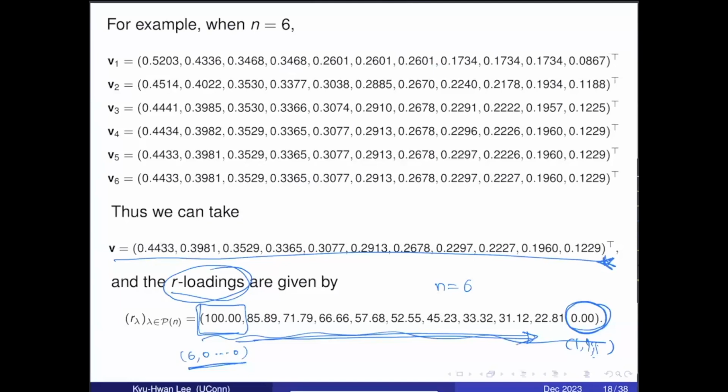Okay, this is the notion of R loading. But if you consider the PCA, then we are just computing the eigenvector of the largest eigenvalue, and these are directly related to the principal components.